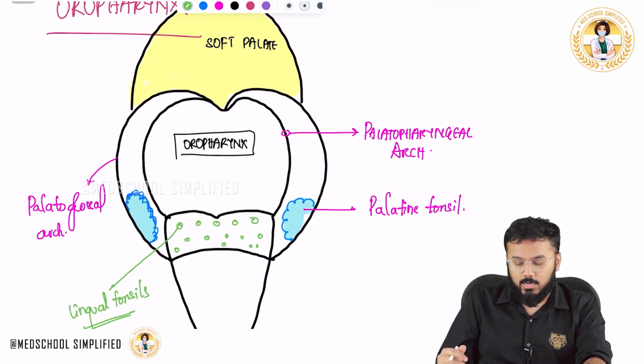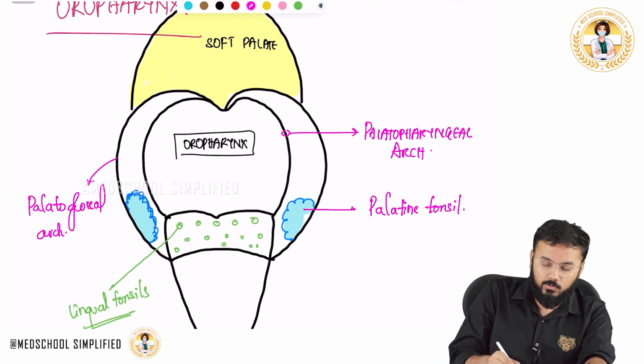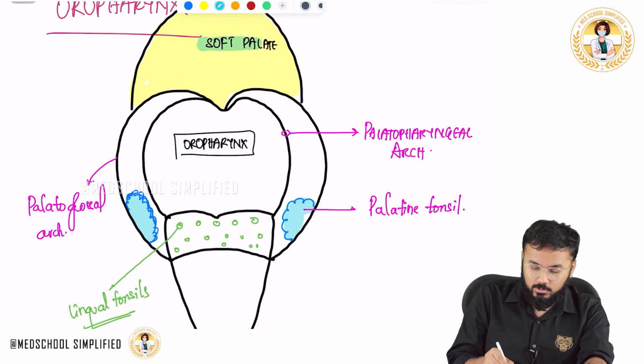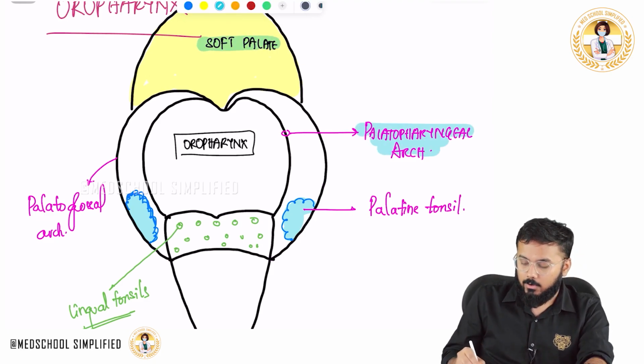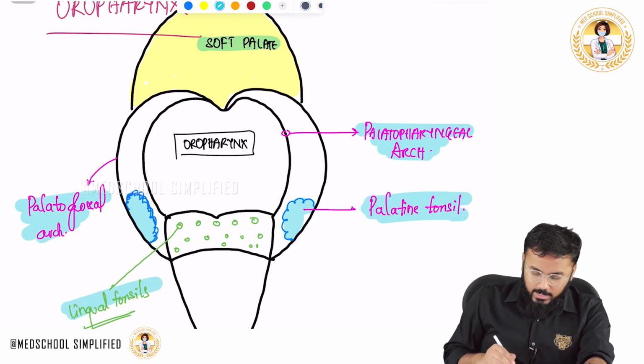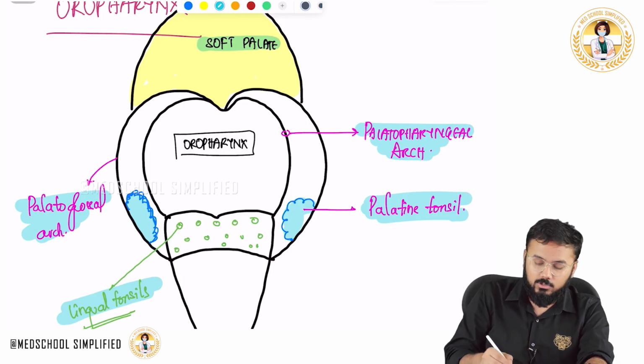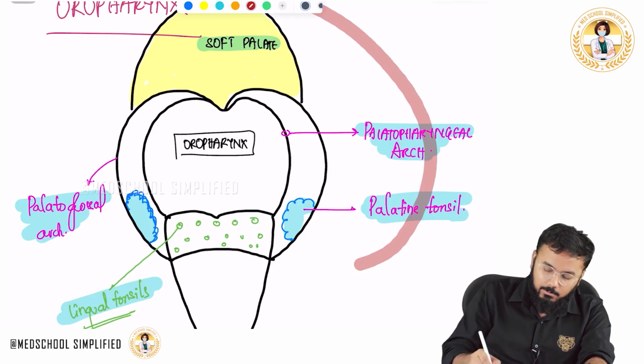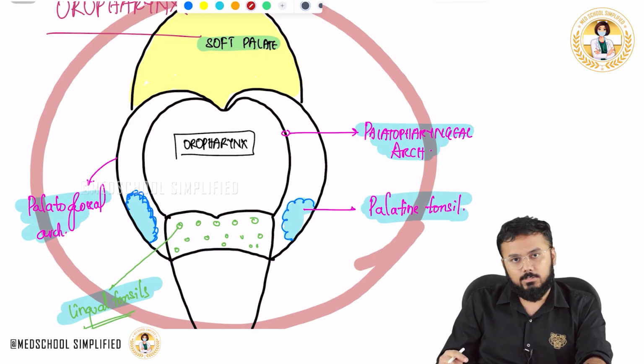So if I ask you what are the structures that are surrounding the oropharynx, what will you tell? The first important structure is your soft palate. Then you have got the palatopharyngeal arch, then the palatine tonsil, then the palatoglossal arch and the lingual tonsil. These are the structures that are completely surrounding your oropharynx, right?